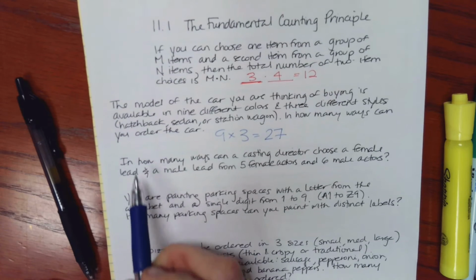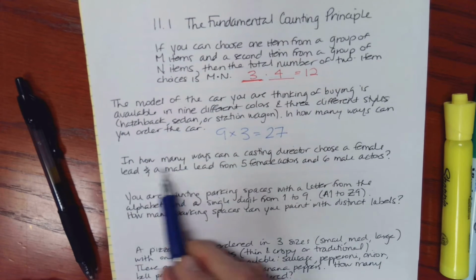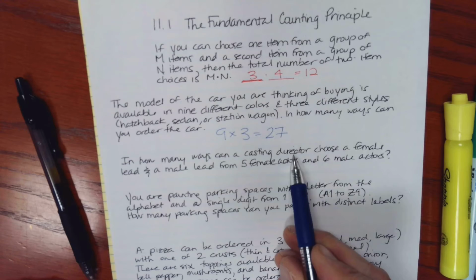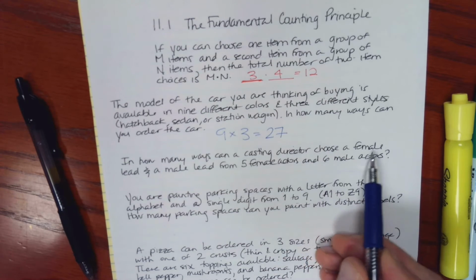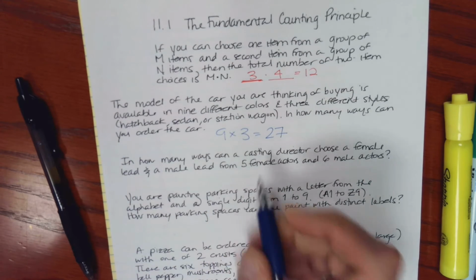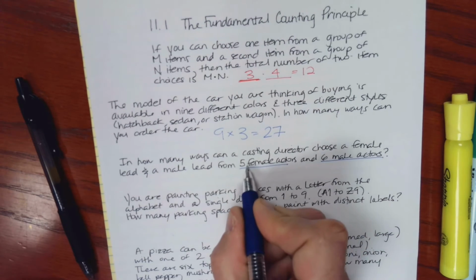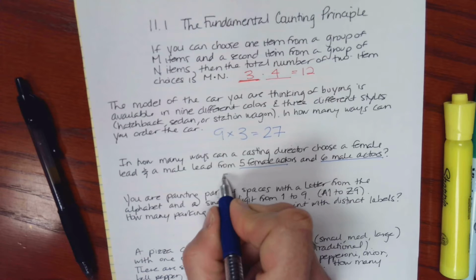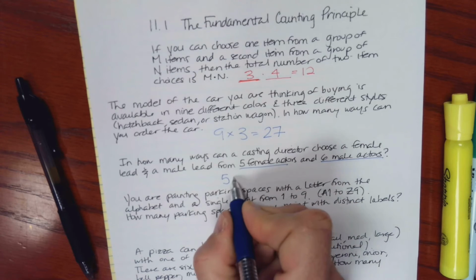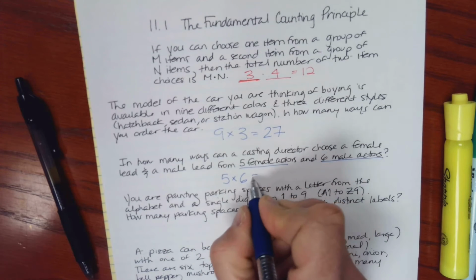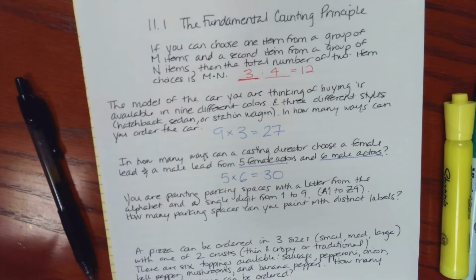In a second scenario, it says, in how many ways can a casting director choose a female lead and a male lead from 5 female actors and 6 male actors? We're going to choose one from this group and one from this group. So we have 5 options and 6 options. Altogether, there would be 30.